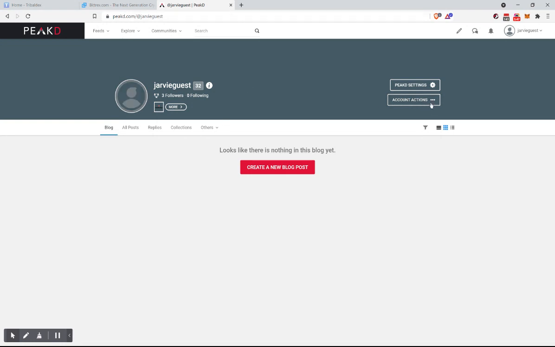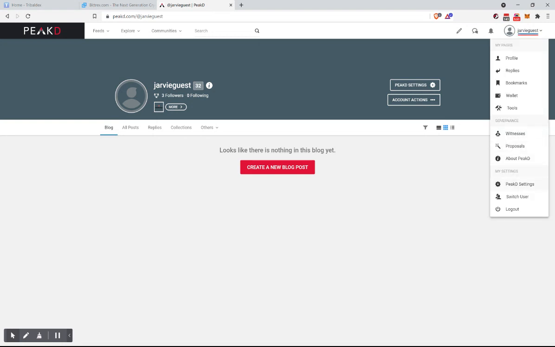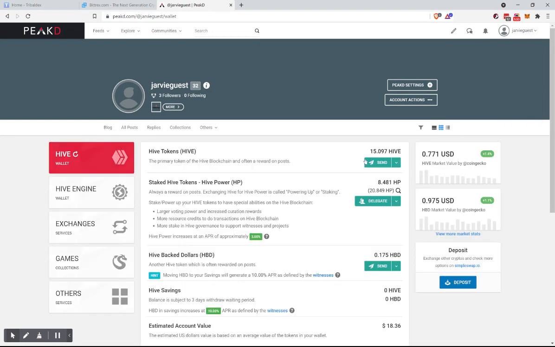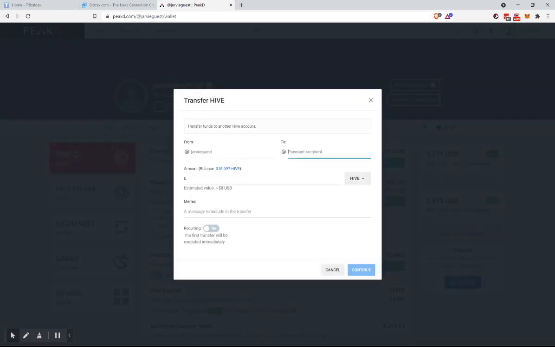So a lot of our transactions are going to be up here in the right-hand corner under wallet. Did I do the right thing? Oh, there it is. Okay, just refresh. There it is. 315. Wow, you know what? We're going to send back to Peak D 15, because we want a nice even number, right? So we're going to put in 15.